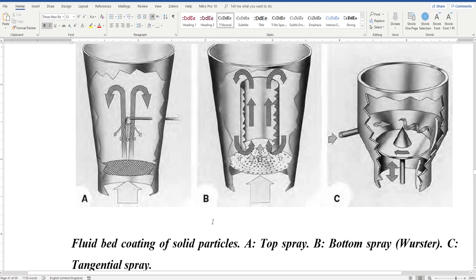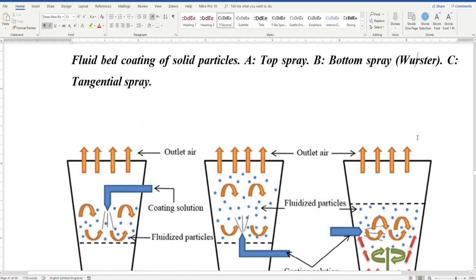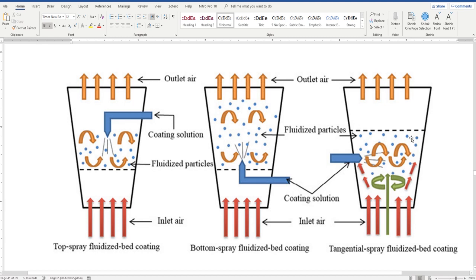The other one is the tangential spray, where the spraying solution comes tangent. We have the tablets rotating in this way, and at the same time you have the spraying tangent to the rotation of the tablets. See here the tangent spray. This is the bottom spray, and this is the top spray. Okay.